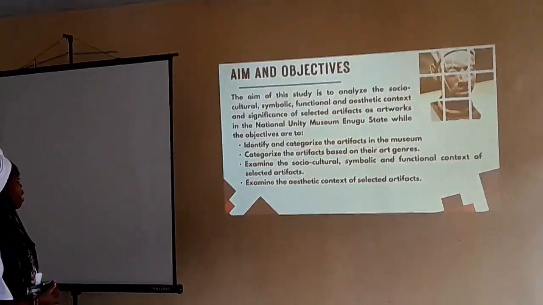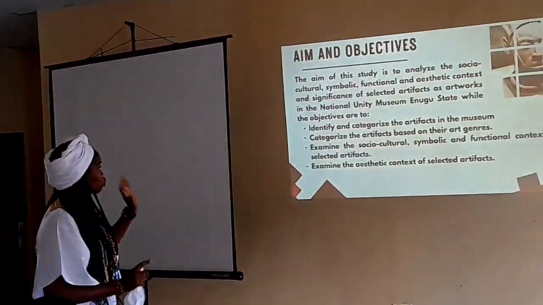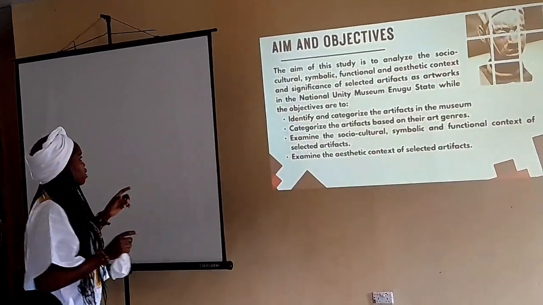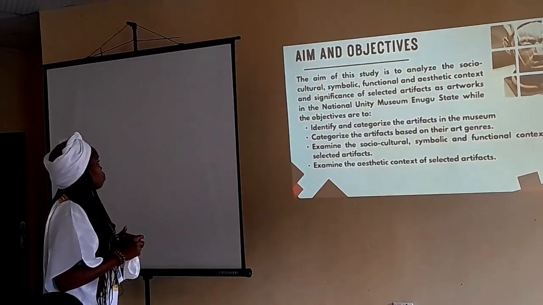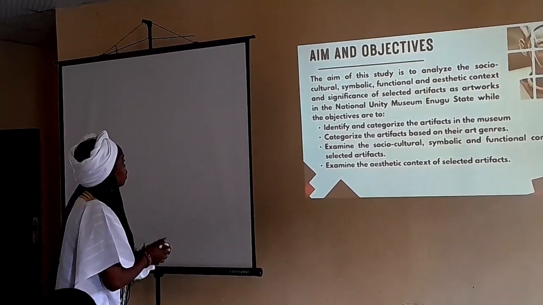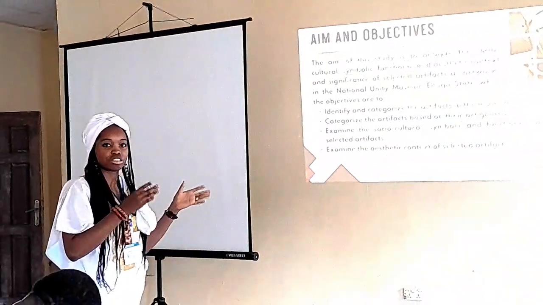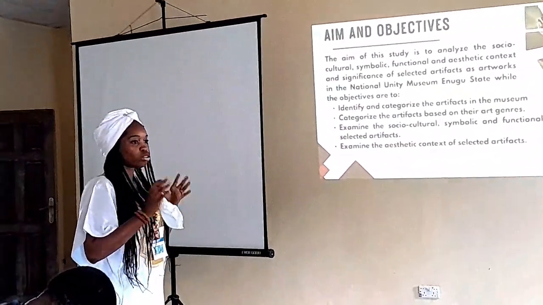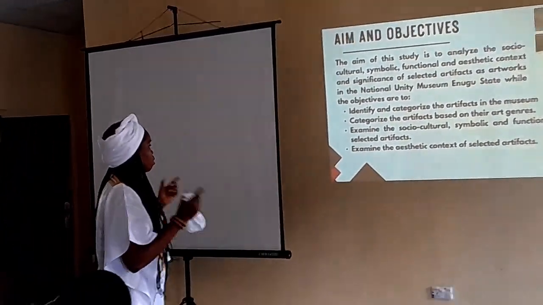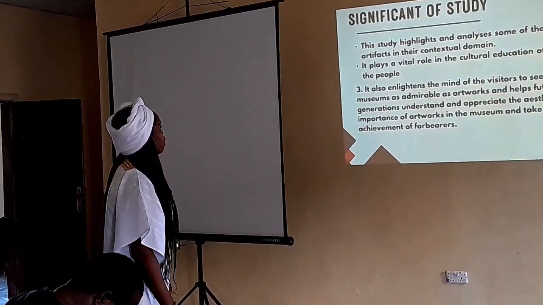The aim of this study is to analyze the sociocultural, symbolic, functional, and aesthetic context and significance of selected artifacts in the National Museum. The objectives are, first, to identify them and categorize them based on their objects, either sculptures, ceramics or paintings; secondly, to classify them; thirdly, to examine the sociocultural, symbolic and functional context; and fourthly, to examine their aesthetic context.